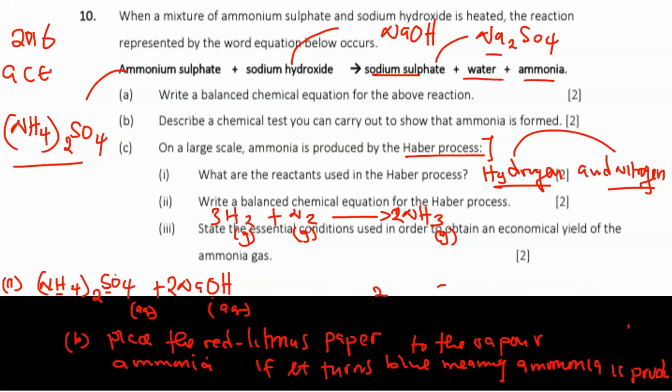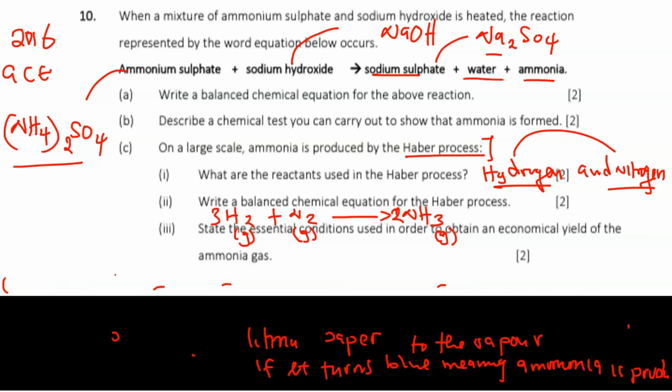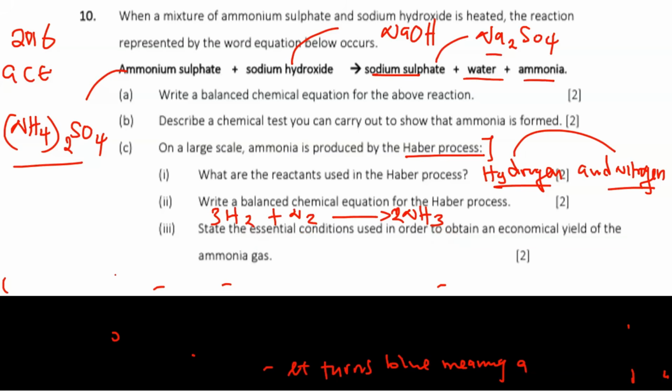Let me just clean up this part for the solution for question 3 C. Now let me rub these state symbols and expose the question. The question reads: state the essential conditions used in order to obtain an economical yield of ammonia. So in short, what are the conditions necessary for industrial preparation of ammonia?